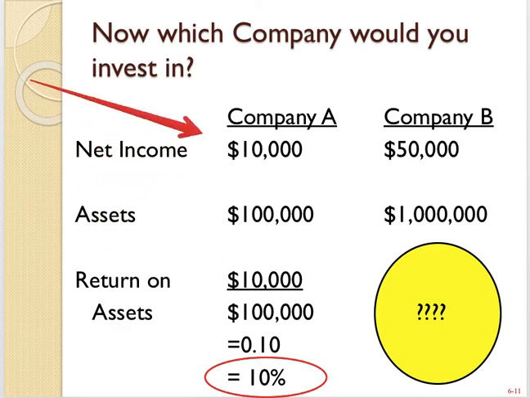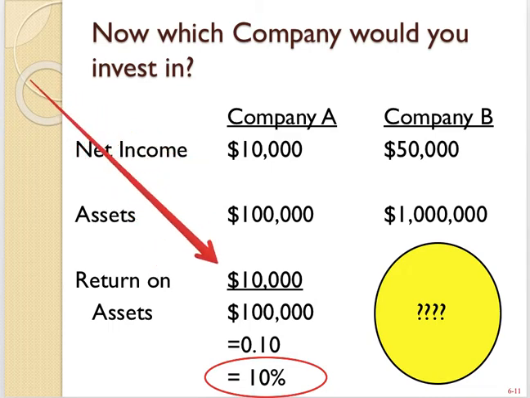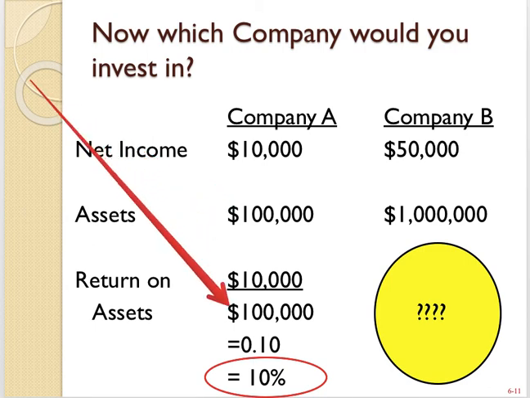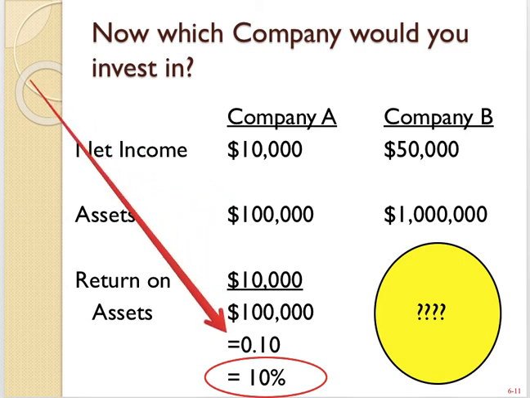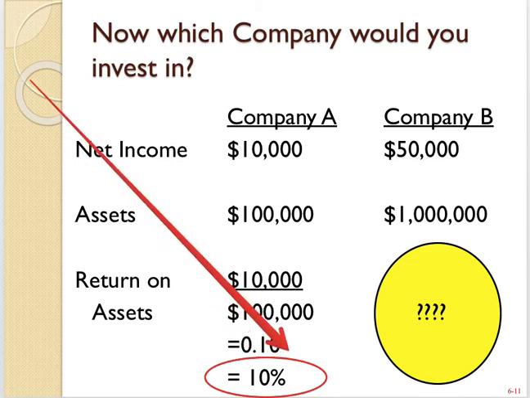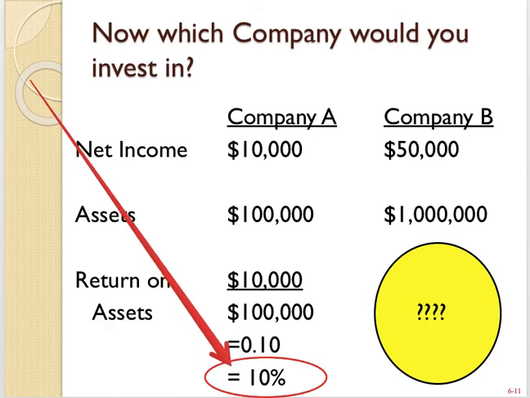Okay, so for Company A, if we calculate return on assets, we take net income of $10,000 divided by our average assets of $100,000, and we get 0.10. And return on assets is generally expressed as a percentage. So what you're going to do is convert your decimal to a percentage by moving the decimal 2 places over to the right. And that will show you that the return on assets for Company A is 10%.